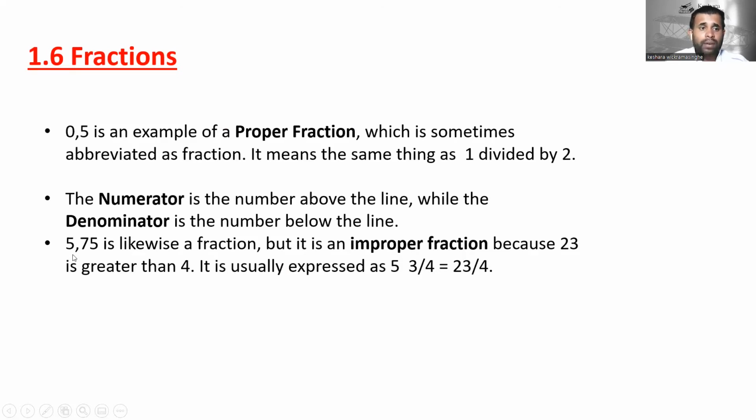All right. So 5.75 is likewise a fraction, but it is an improper fraction because 23 is greater than 4. It is usually expressed as 23 upon 4, which is 5 and 3 upon 4, right? This is the improper fraction, and 1 divided by 2 is a proper fraction.